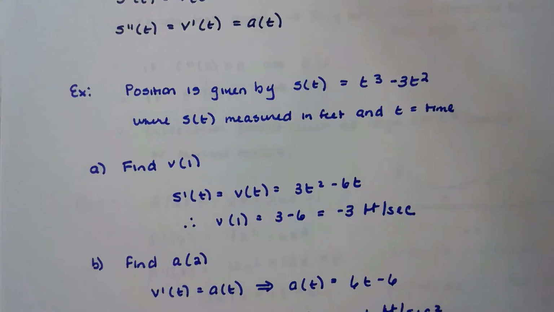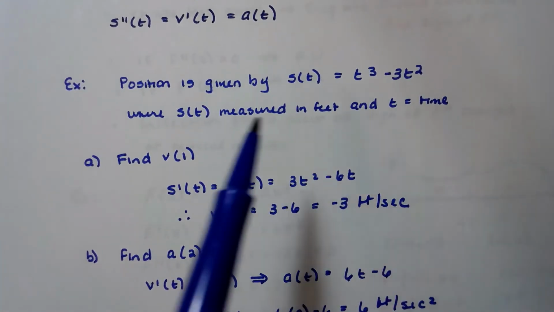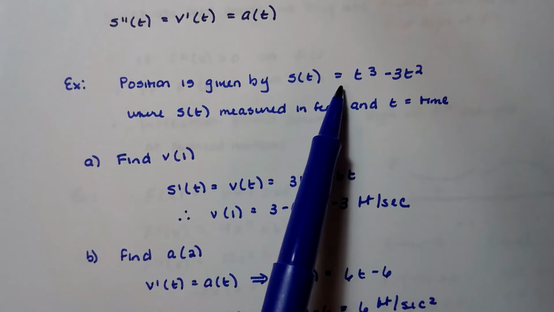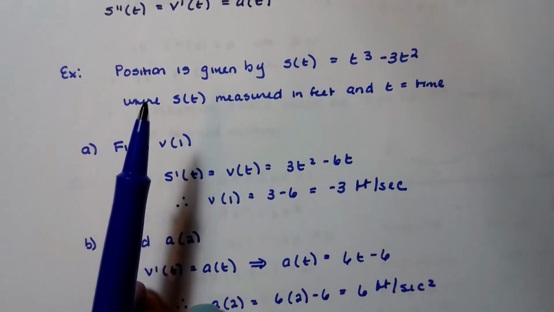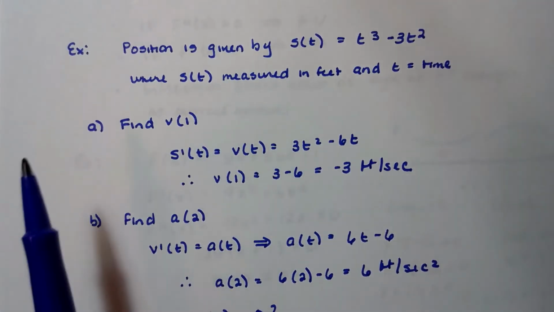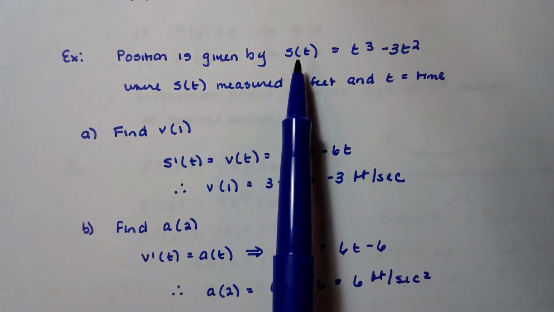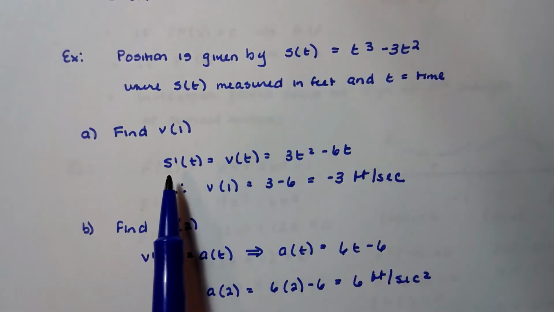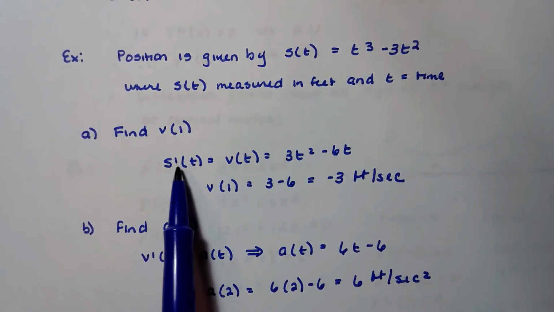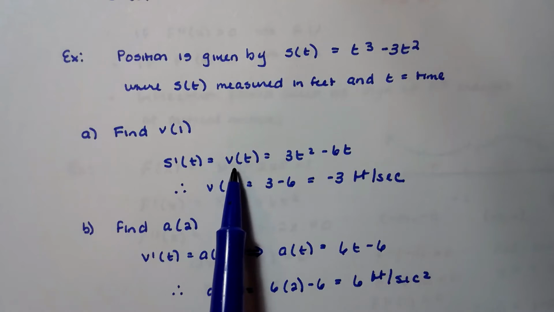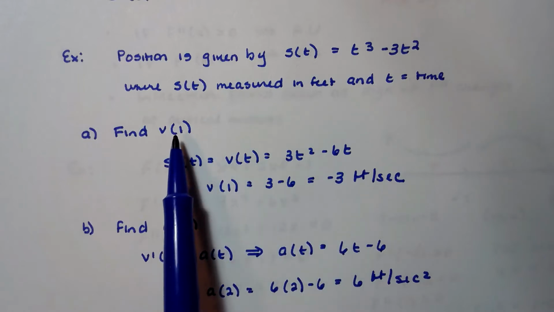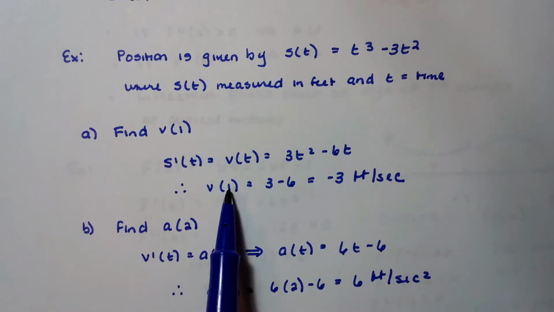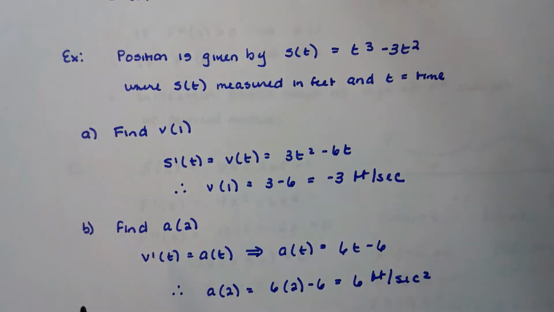So I believe we did this example in class, or something similar, that a position function is given here, where s of t is measured in feet and t is measured in time. And the first thing they want you to find is the velocity when t equals 1. So if we want velocity, we have to take the first derivative of this function. So I stated that the derivative of position equals velocity, and the derivative of that is 3t squared minus 6t. And since I want the velocity at time equals 1, I just plug a 1 into my new velocity function, and I get -3 feet per second. So again, you're going to have to include your units here.